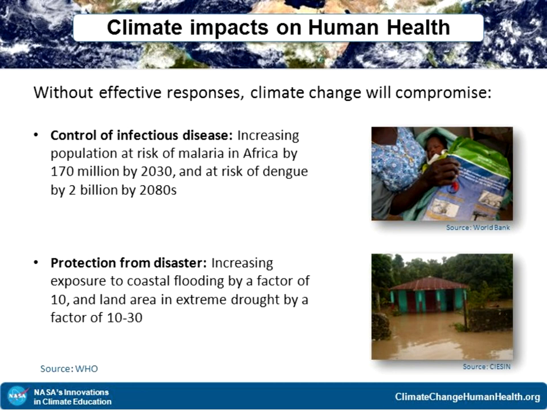And then also looking at protection from disaster. If we live along coastal areas, what does that mean in terms of floods, or droughts perhaps in other areas? Looking at an increase in the frequency and the distribution of these disasters across the globe will also impact humans.